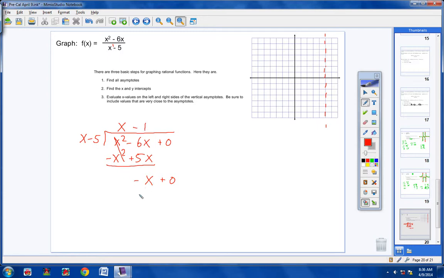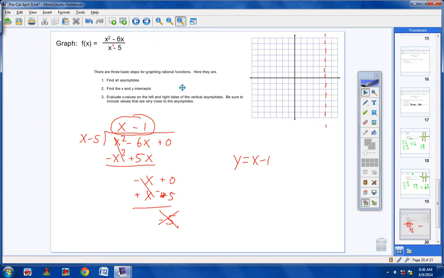Negative 1 times x is negative x. Negative 1 times negative 5 is a positive 5. Change your signs and add. These cancel, and you're left with negative 5. Now remember, when you're looking for a slant asymptote, you do not care about the remainder. All that you care about is the quotient part. You take the quotient, x minus 1, and you set it equal to y. So y equals x minus 1 is your slant asymptote.